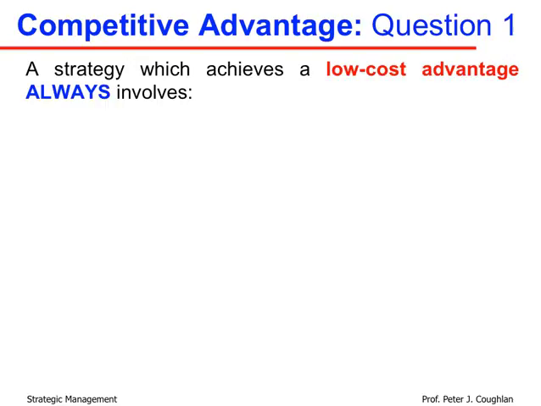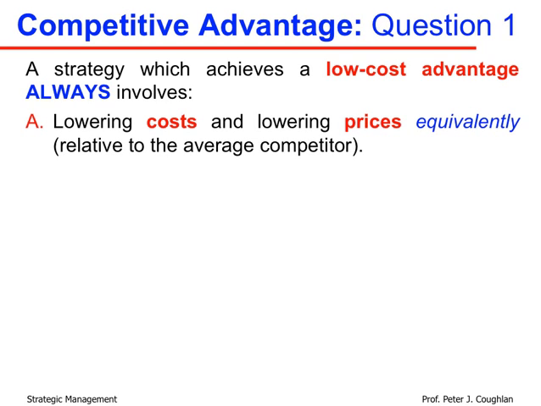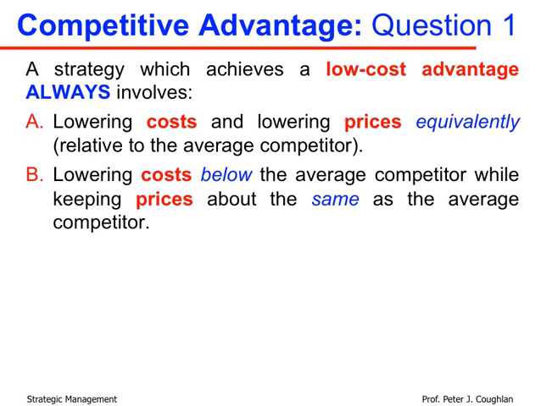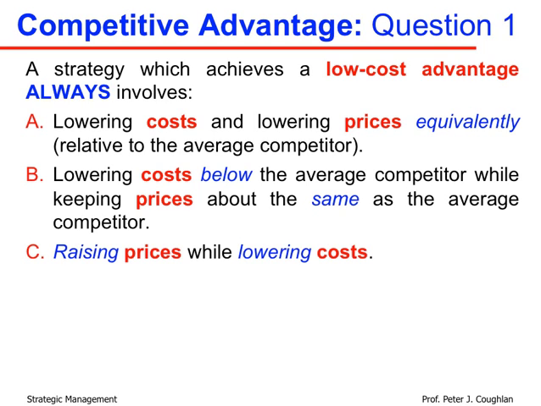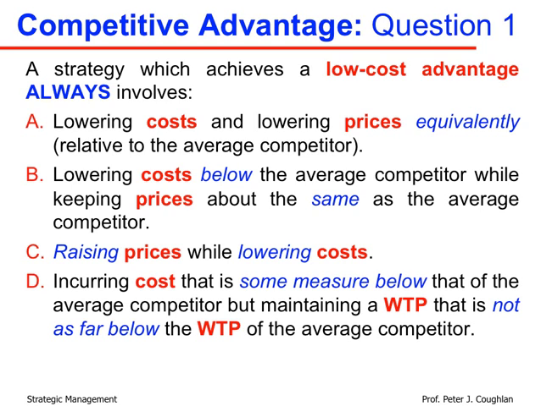First, question 1, and we'll go into a little detail on this one to make sure that you understand exactly what's going on here. The question was, a strategy which achieves a low cost advantage always involves which of the following? A, lowering costs and lowering prices equivalently relative to the average competitor. B, lowering the cost below the average competitor while keeping prices about the same as the average competitor. C, raising prices while lowering costs. D, incurring costs that are some measure below that of the average competitor, but maintaining a willingness to pay that is not as far below the willingness to pay of the average competitor. Or E, none of the above.